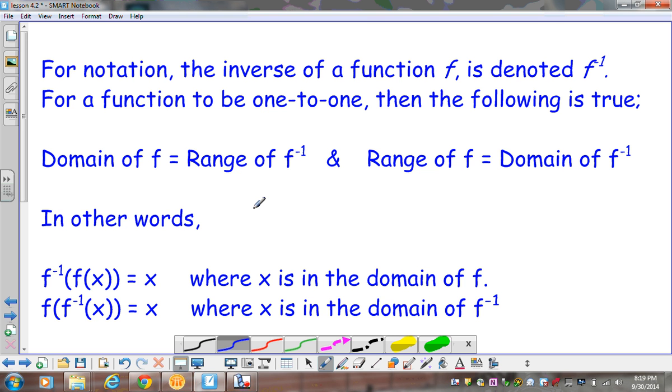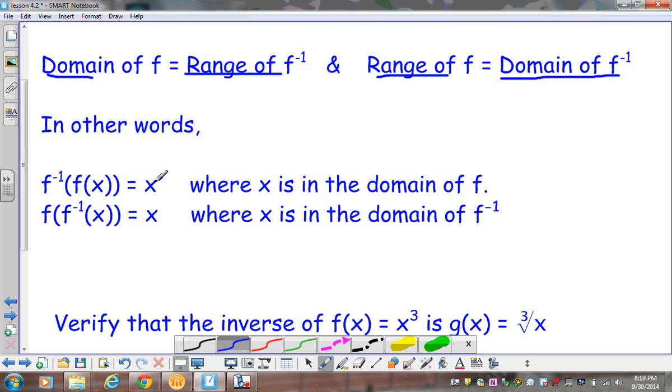So again, when I had all my x's, I take the inverse. Those now become my y's. So my domains of my original become my ranges of my inverse. And then vice versa. My original range values, my original y values, now become my x values, or my domain values, in my inverse. All right?